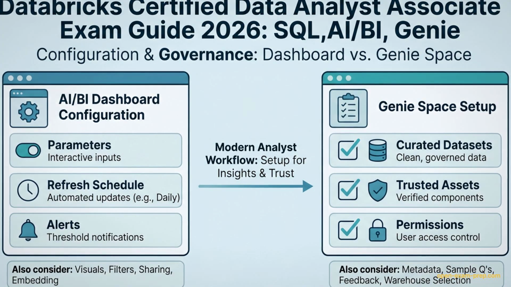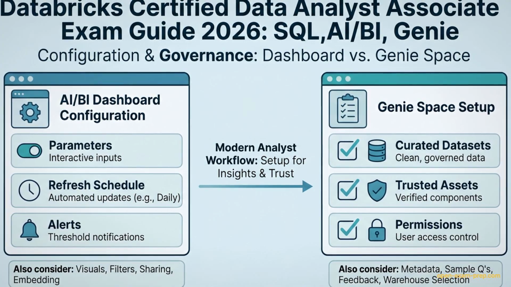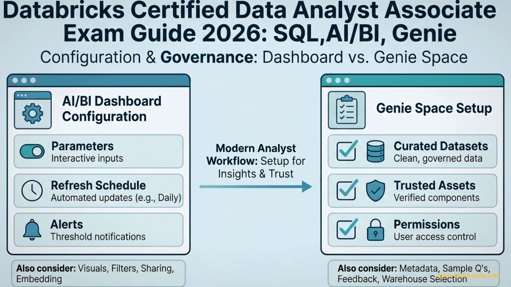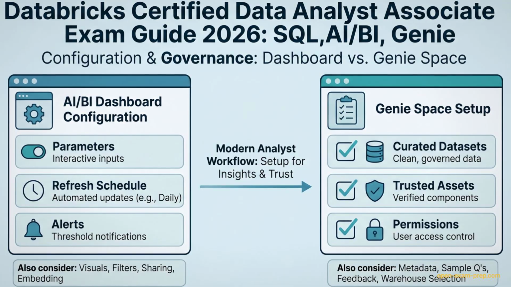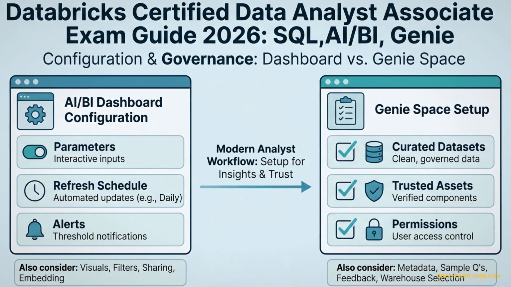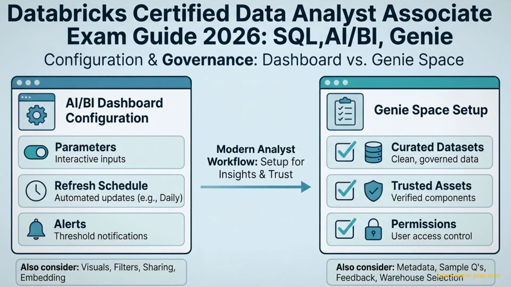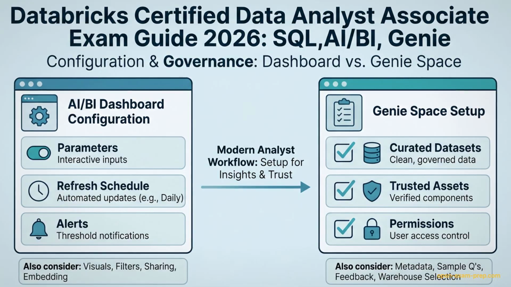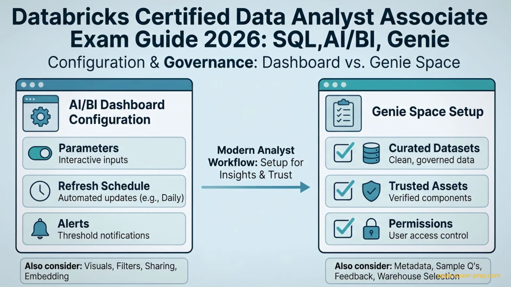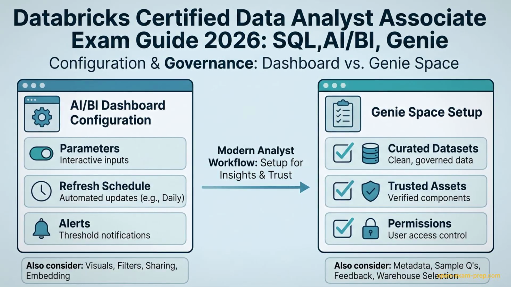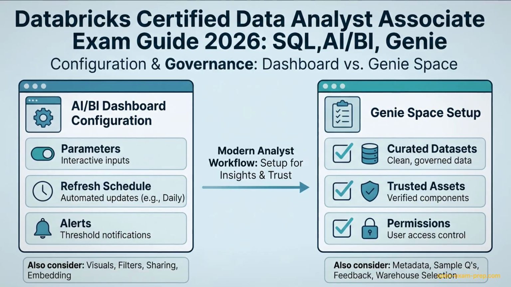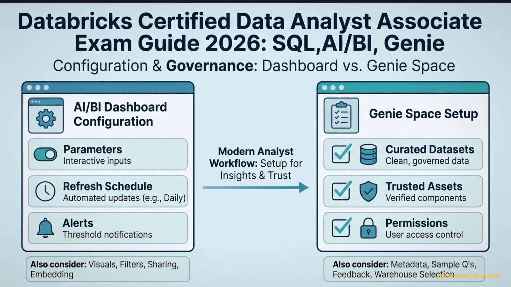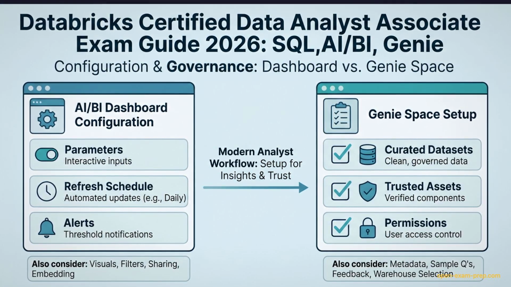Two areas that trip up candidates relying on older materials are AI/BI dashboards and Genie spaces. For dashboards, you need to know more than just chart types. Be ready for questions on configuring parameters, scheduling refreshes, and setting up alerts and sharing. For AI/BI Genie, focus on what makes a space trustworthy and effective. This includes curating datasets, providing clear instructions and sample questions, selecting the right warehouse, and managing permissions for secure, reliable user interaction.